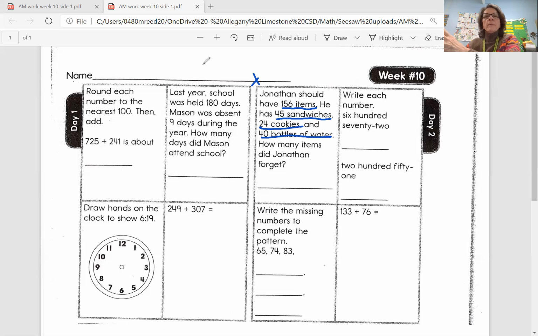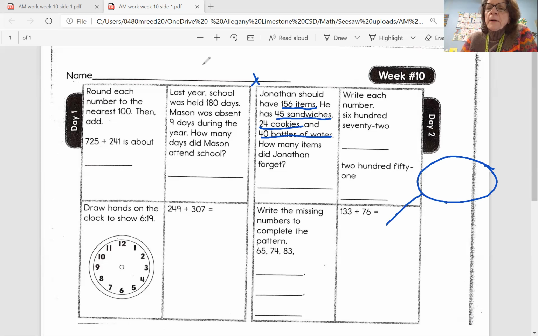So I'm thinking in my head, boy, you know what this sounds like? It sounds like a whole, which is all the items he needs. And it's broken down into parts: sandwiches, cookies, bottles of water, and the things he forgot. And that sounds like 4 things. Could this be a part-whole number bond? I think it could. So let's look at how we could draw a picture for this. So let's see here. Hopefully I have enough room here.